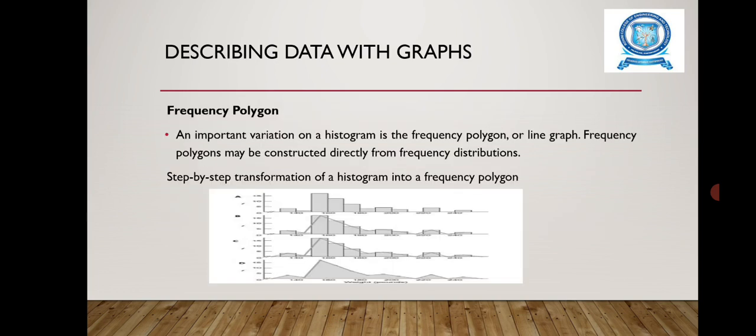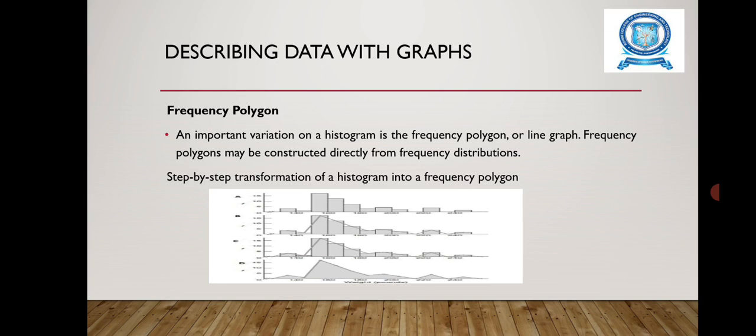Now let us see about the frequency polygon. An important variation on a histogram is the frequency polygon or line graph. Frequency polygons may be constructed directly from the frequency distributions. Now let us see the step-by-step transformation of the histogram into a frequency polygon. The figure shows the histogram transformation.